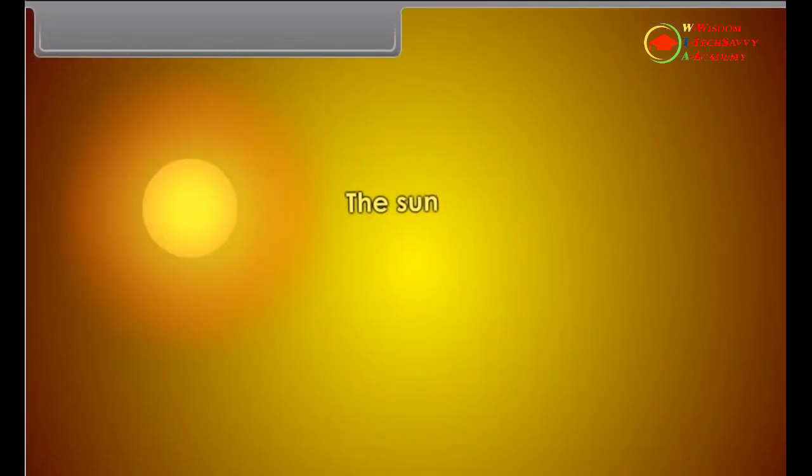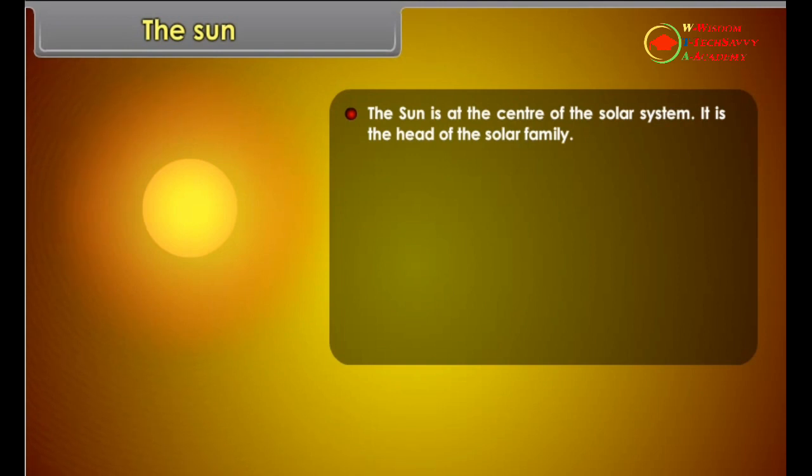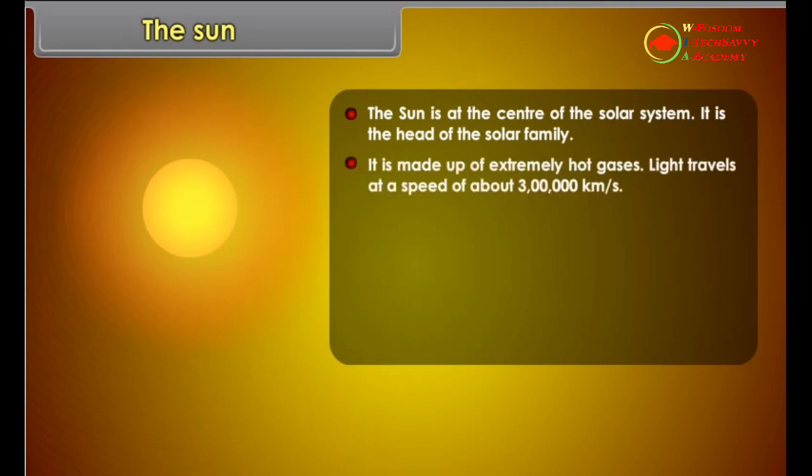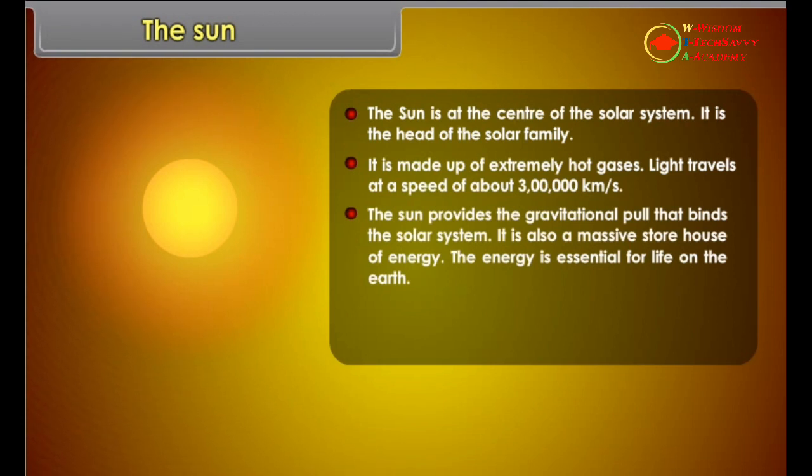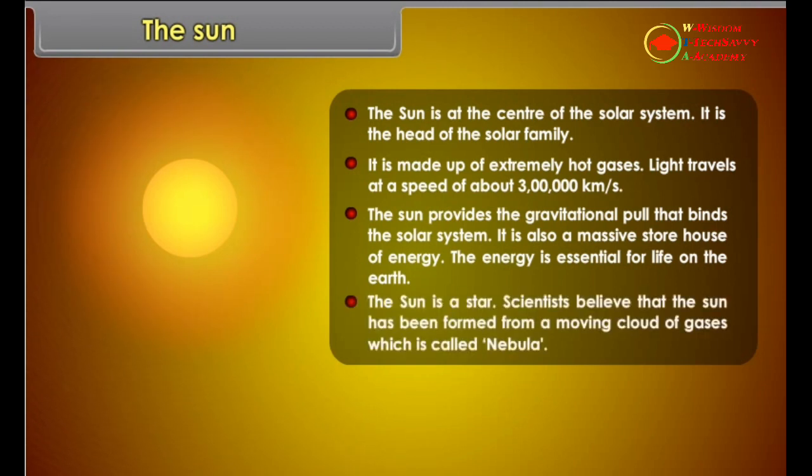The Sun. The Sun is at the center of the solar system. It is the head of the solar family. It is made up of extremely hot gases. Light travels at a speed of about 3 lakh kilometers per second. The sun provides the gravitational pull that binds the solar system. It is also a massive storehouse of energy. The energy is essential for life on the earth. The sun is a star. Scientists believe that the sun has been formed from a moving cloud of gases, which is called nebula.